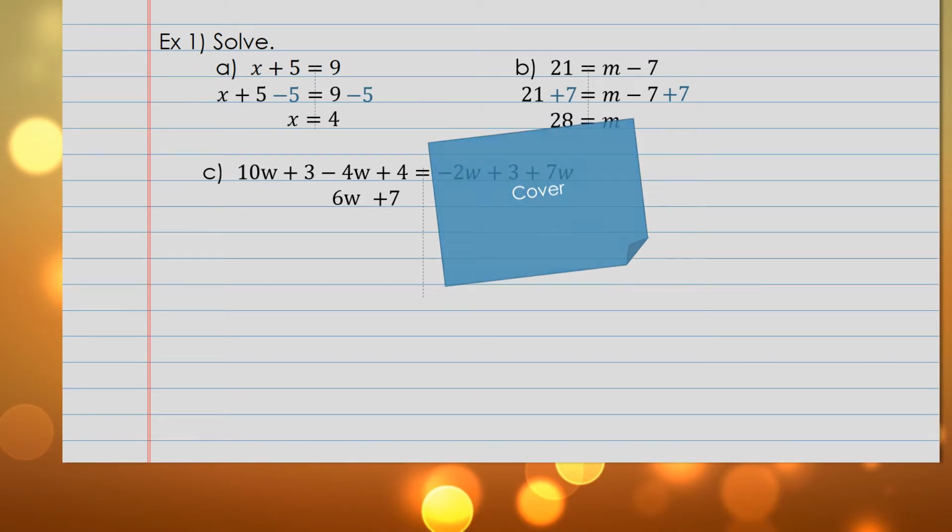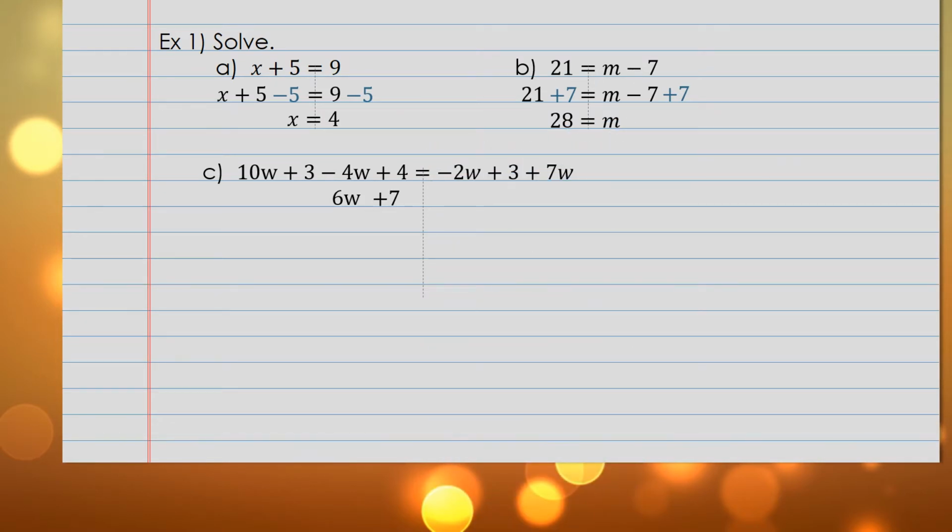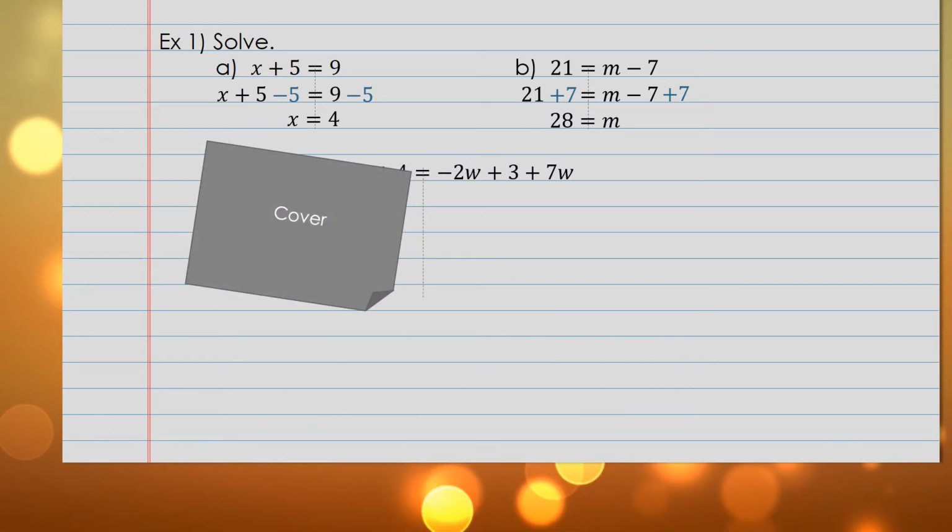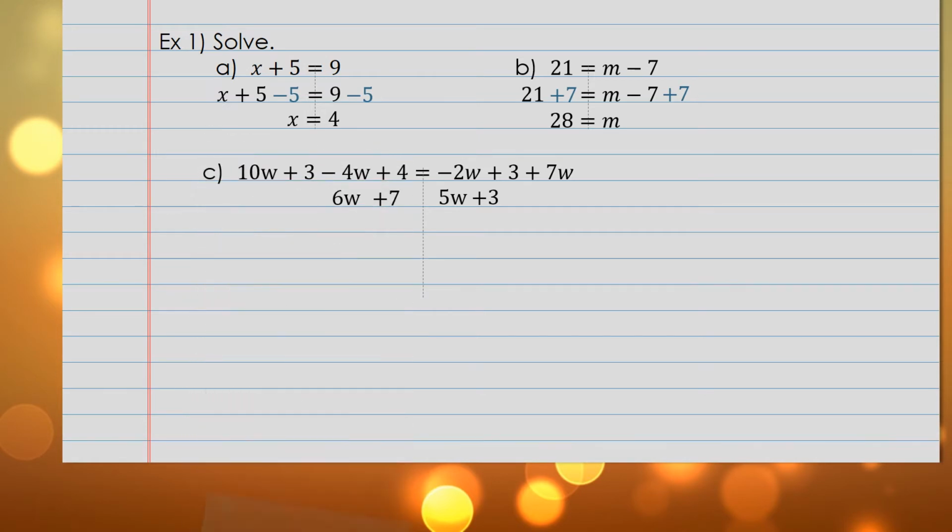Now we uncovered the right side, and now we're going to try to simplify the right side of the equation. So we cover the left side so we don't get distracted. On the right side, notice I do have some like terms of negative 2w and a positive 7w. Together give me a positive 5w. Now for constants, I only have that plus 3, so it will stay. That's all that we can do, so we remove the post-it, and now this is our current equation. 6w plus 7 equals 5w plus 3.